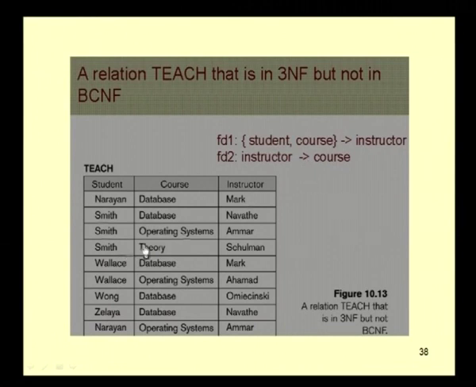If you look here, this is a relation where you have student, course and instructor. Now, student, course determines the teacher, but you also have the instructor determining the course. So, this relation is in third normal form, but is not in Boyce-Codd normal form.